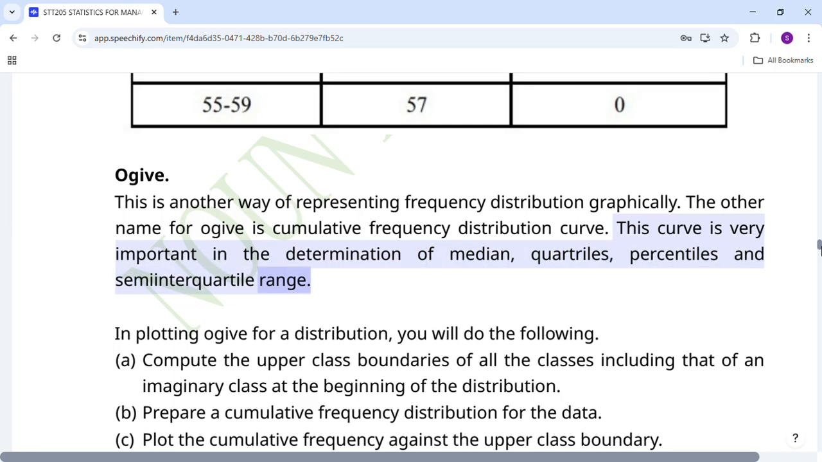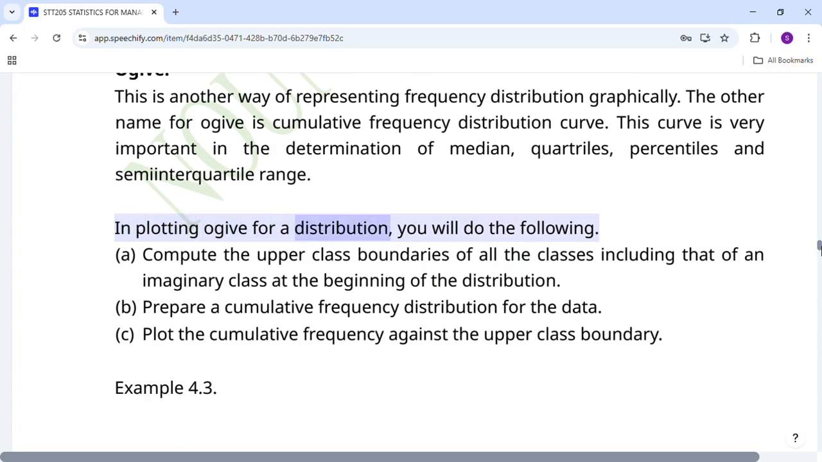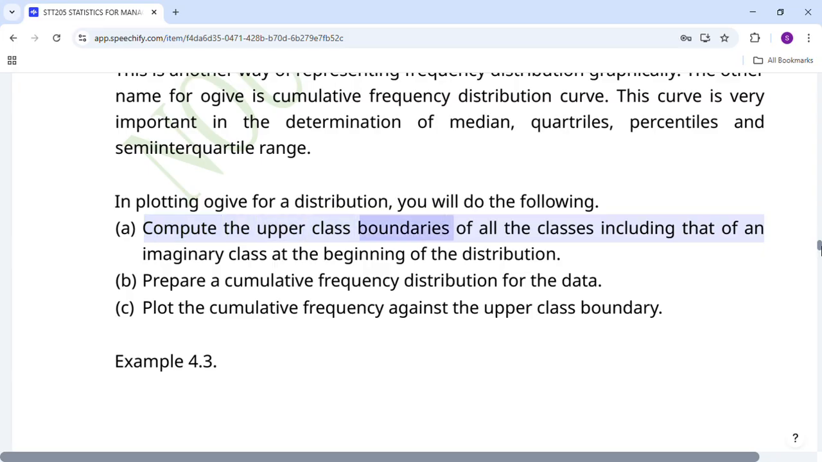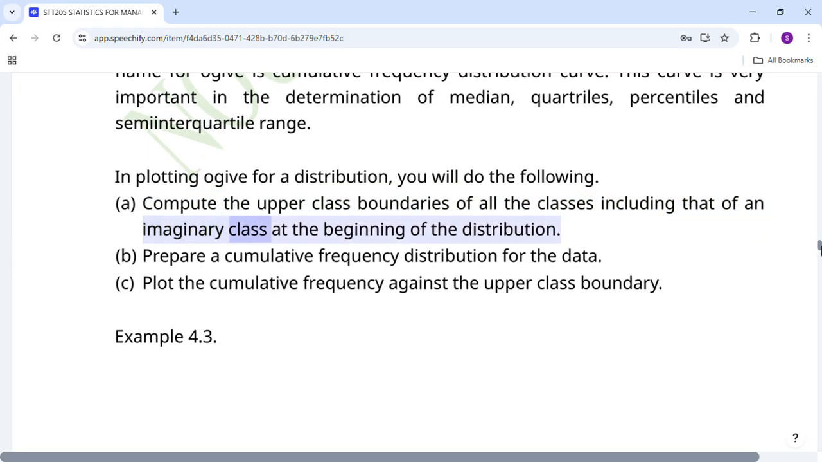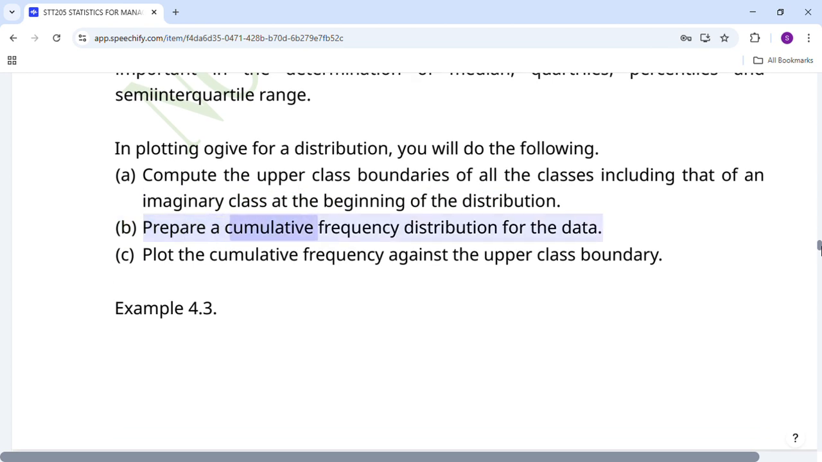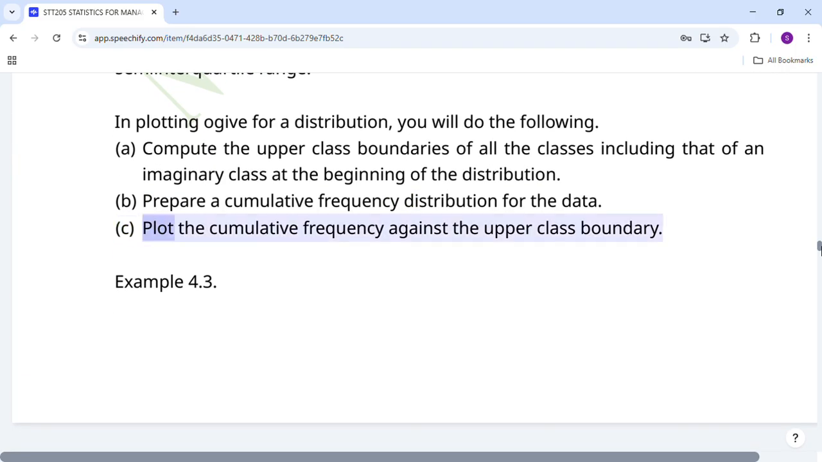In plotting ogive for a distribution, you will do the following. A. Compute the upper class boundaries of all the classes including that of an imaginary class at the beginning of the distribution. B. Prepare a cumulative frequency distribution for the data. C. Plot the cumulative frequency against the upper class boundary.